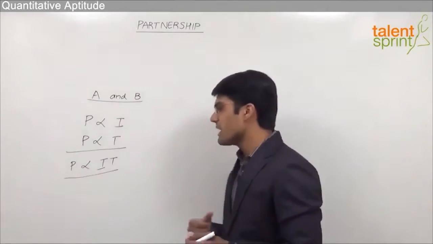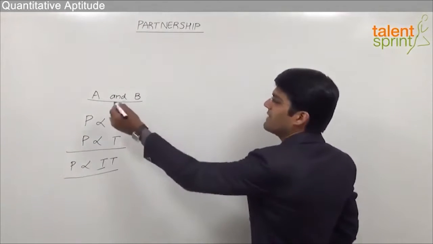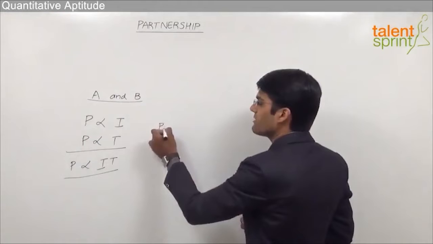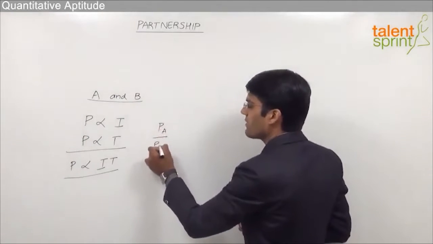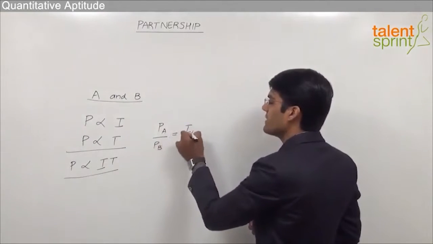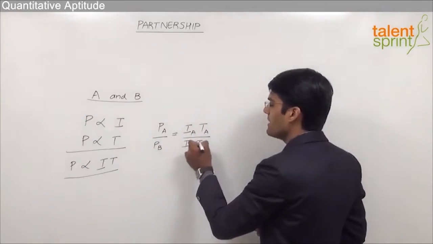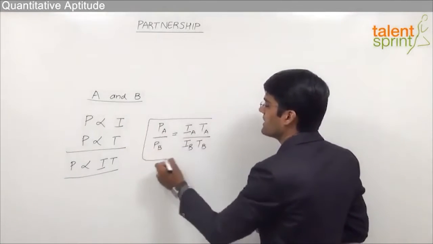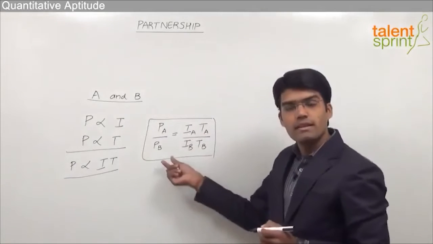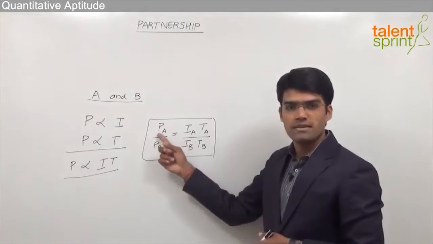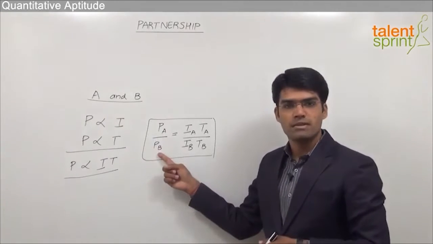And from this proportionality, we can understand that if there are two persons A and B, the ratio of the profit should be taken as profit of A by profit of B equal to investment of A into time of A's investment divided by investment of B into time of B's investment. So this is how we are supposed to divide the profit between two partners. So PA is nothing but the profit of person A, PB is nothing but the profit of person B.